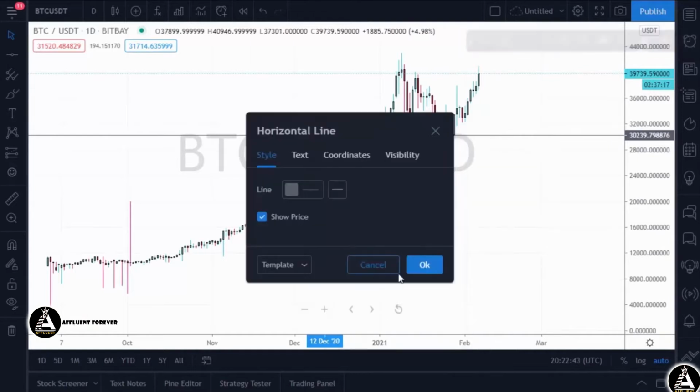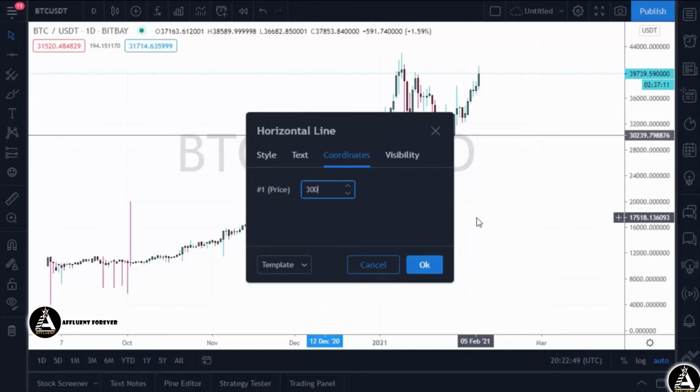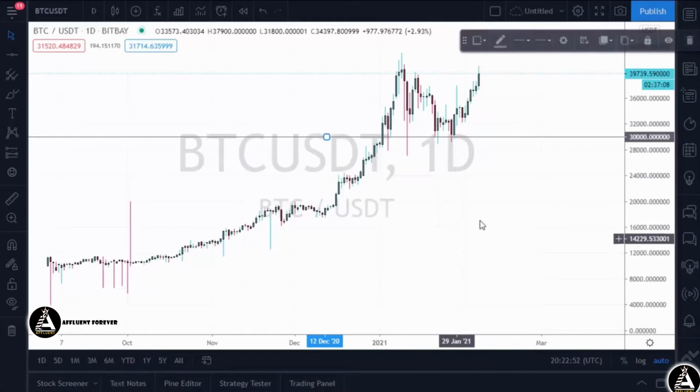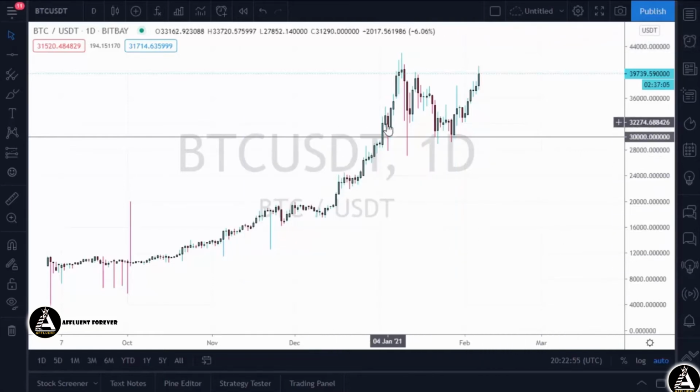So when I go to settings and I go to coordinates, if I put in 30,000, it gives you a good baseline for an area where the buyers may be particularly aggressive. Now, why is this important? Well, this is important because you will find that the market remembers these areas for support and resistance, meaning that when we get back there, the buyers came back in. Obviously, there's a lot of trading volume interested in the 30,000 level.